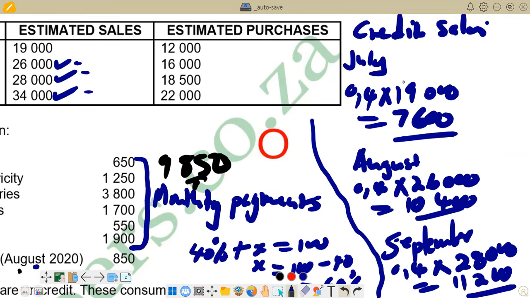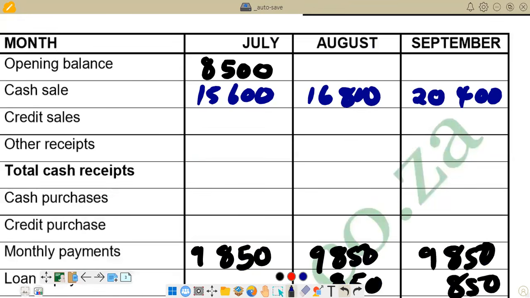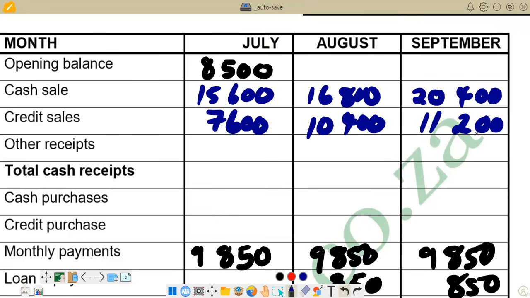So these are our credit sales, 7,600, 10,400, and 11,200. So you can just go there on the answer section and input them. For credit sales now, we are saying the first month we got 7,600. The second month, we got 10,400. And then we have got the last month, 11,200. And obviously the next section is other receipts.